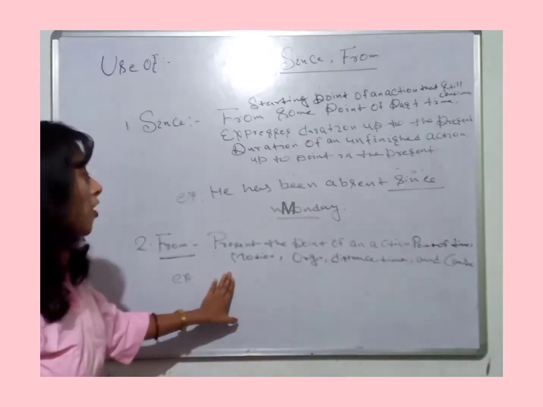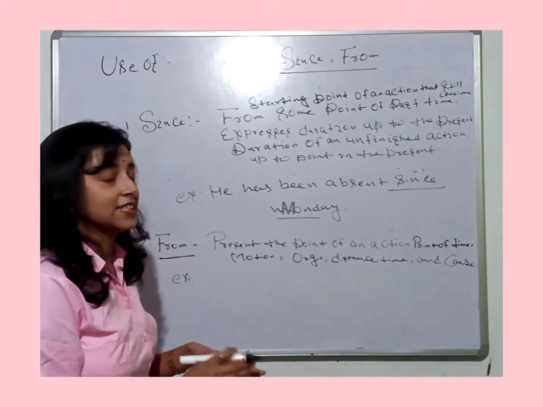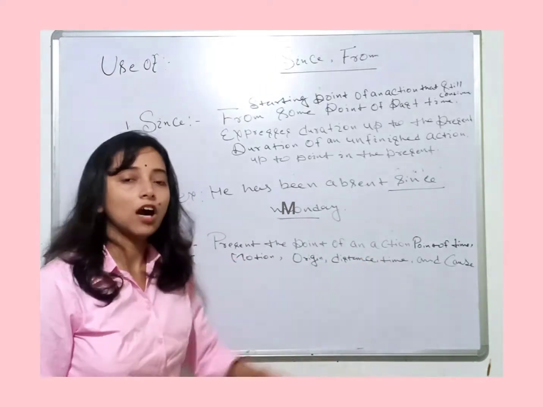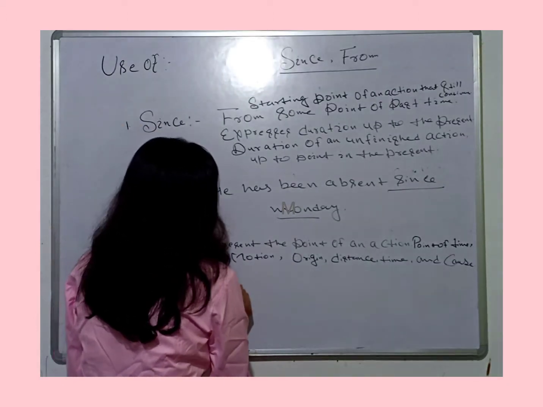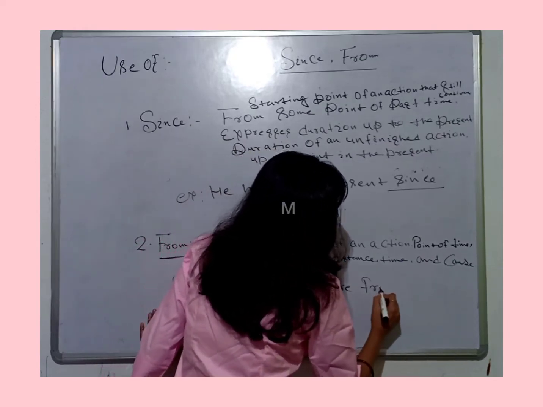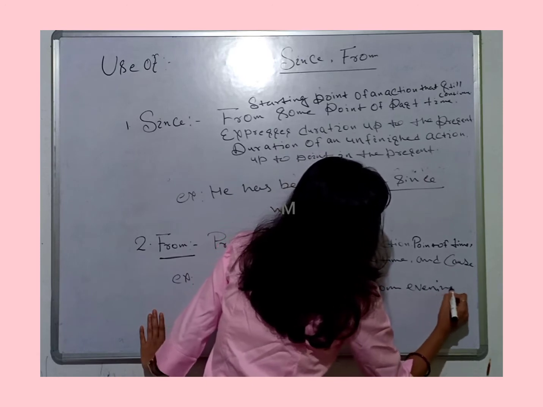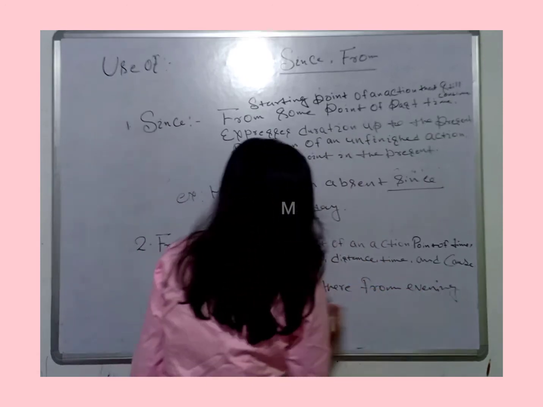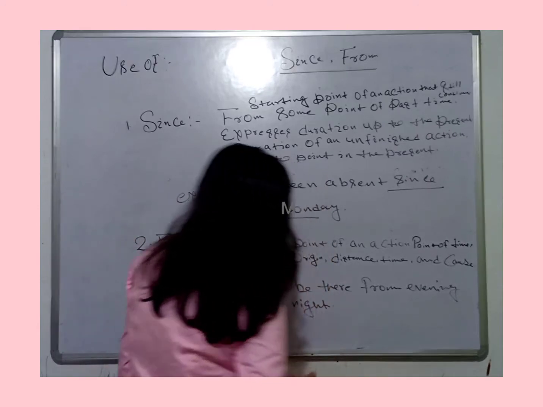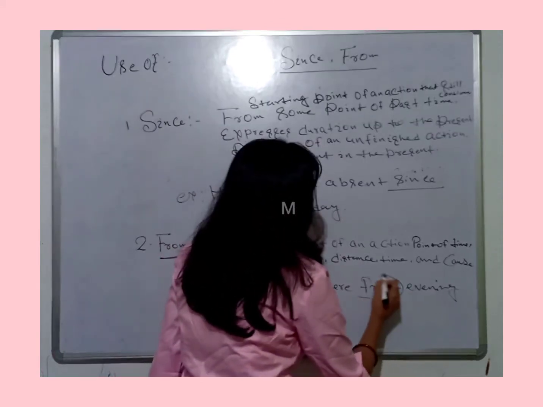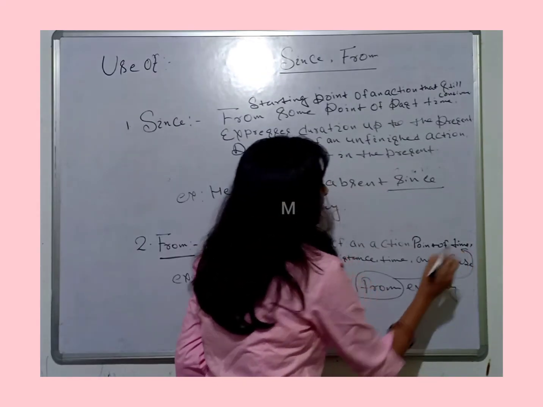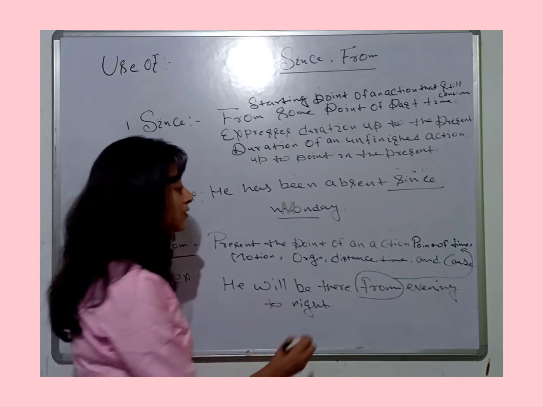Where do we use from? From indicates the point of an action, point of time, motion, origin, distance, time and cause. Now see, he will be there from evening to night. Here from indicates a point of time. Therefore we use from here.